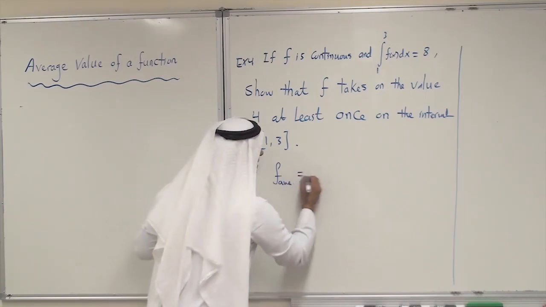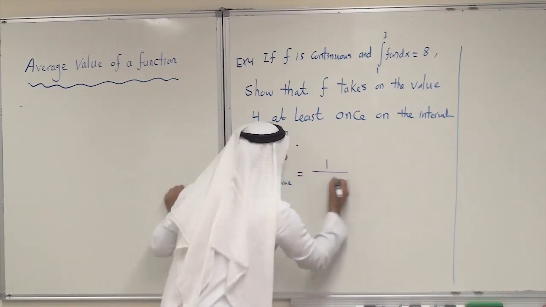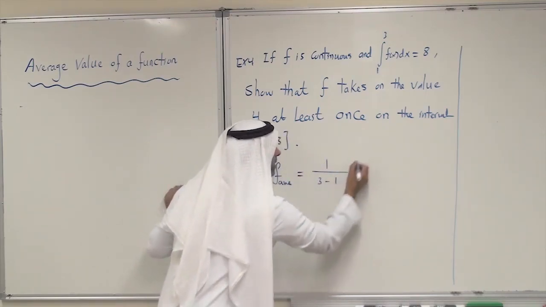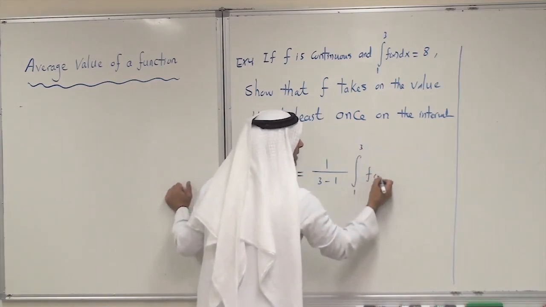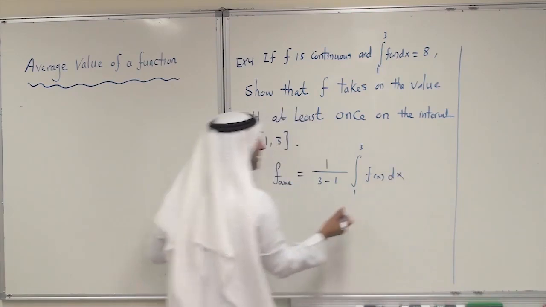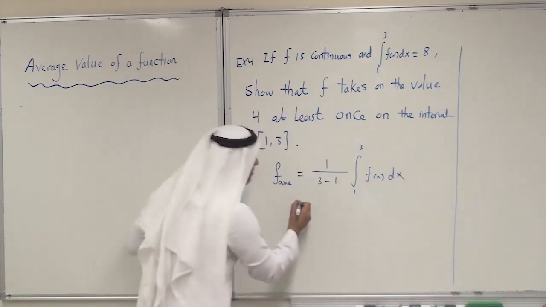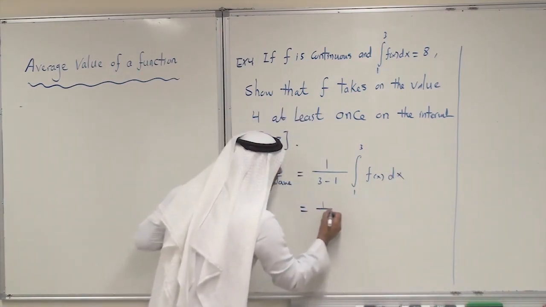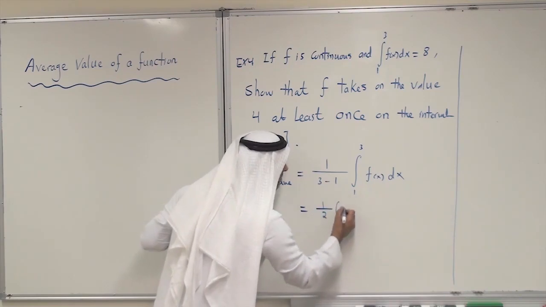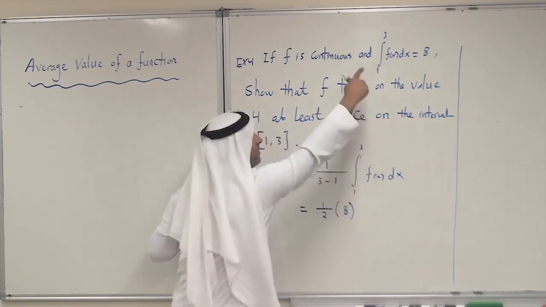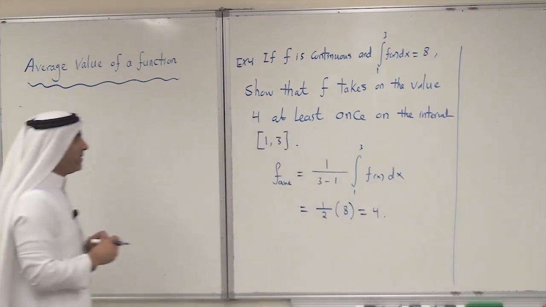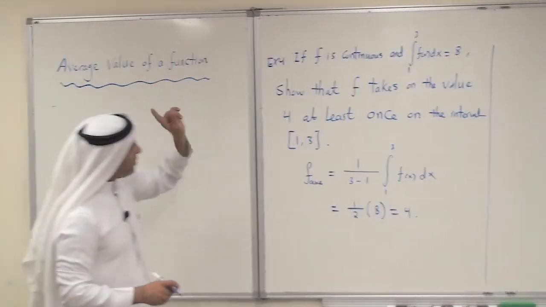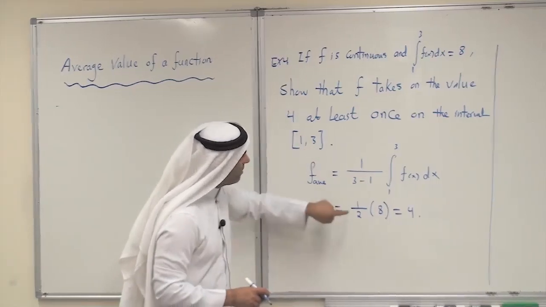By the formula it is equal to 1 over 3 minus 1 times the integral from 1 to 3 of f of x dx. Step number 1 says the average value of this function is 1 over 2 times 8, which is given. So this is equal to 4. That is the first point we need to figure out here. The average value of that function over this interval is equal to 4.